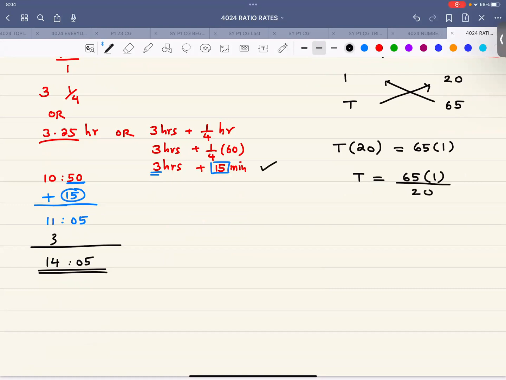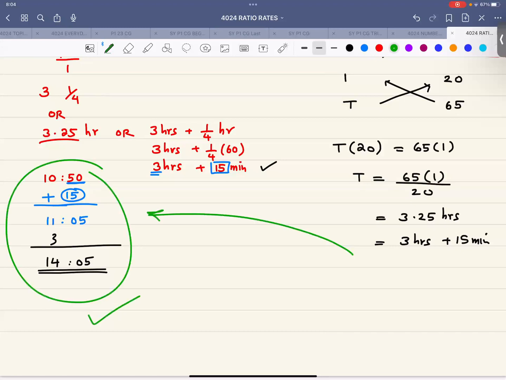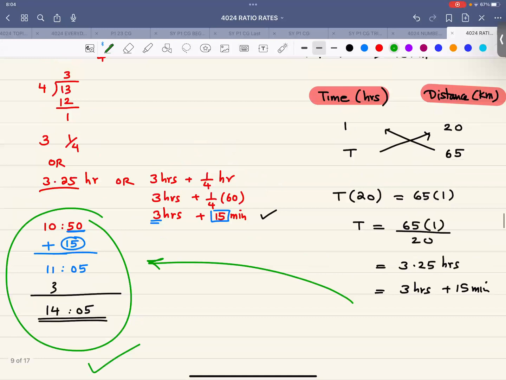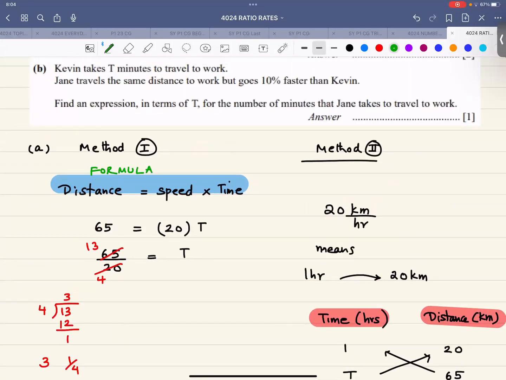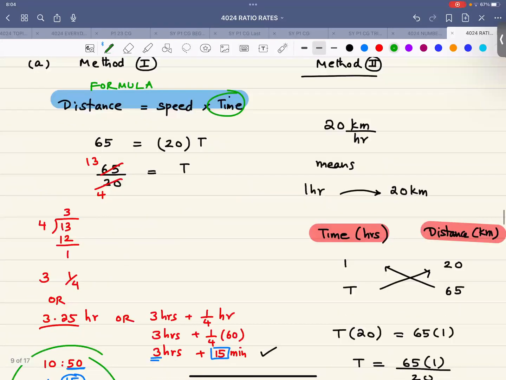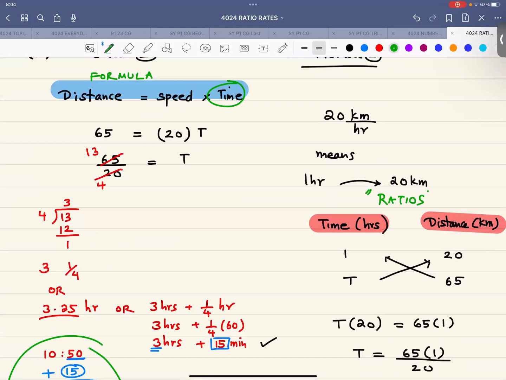We get the same answer, that is 3.25 of an hour, or that converts to 3 hours and 15 minutes. Rest of the working is the same as before. So now there are two ways of doing it. Either use the formula, distance is speed into time, and then make time the subject, or use the concept of ratios, and that's how this working is done.